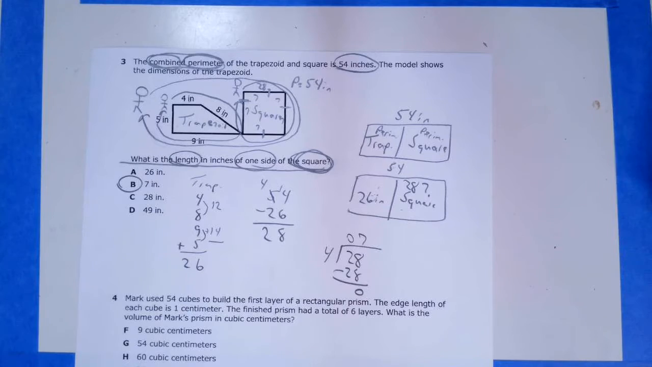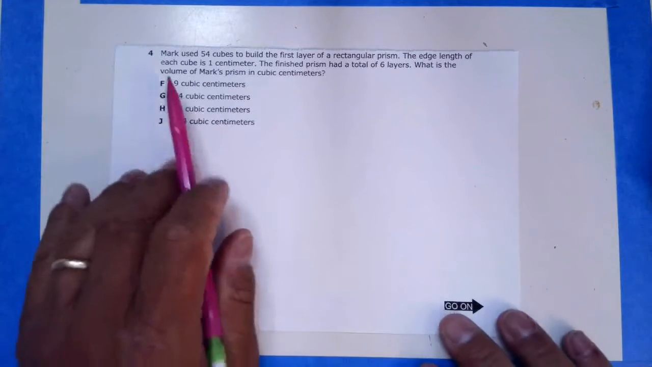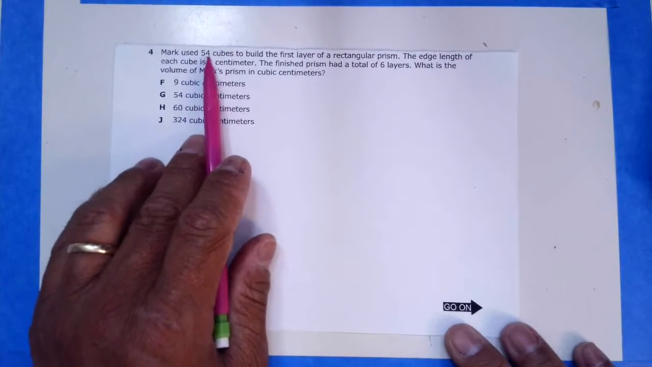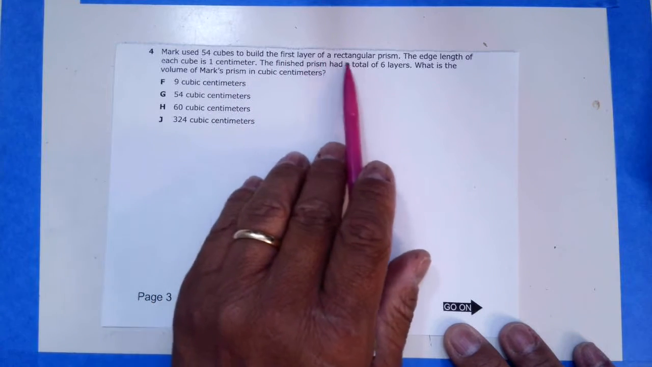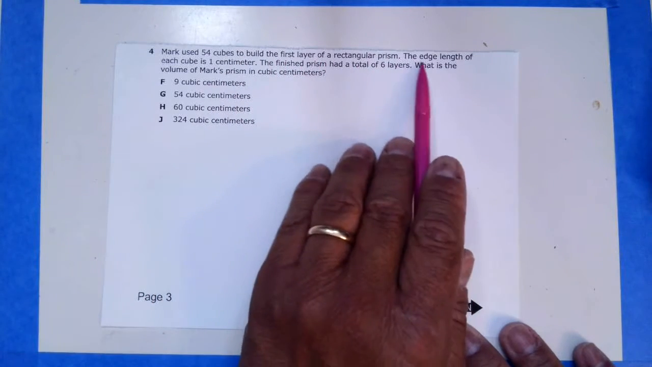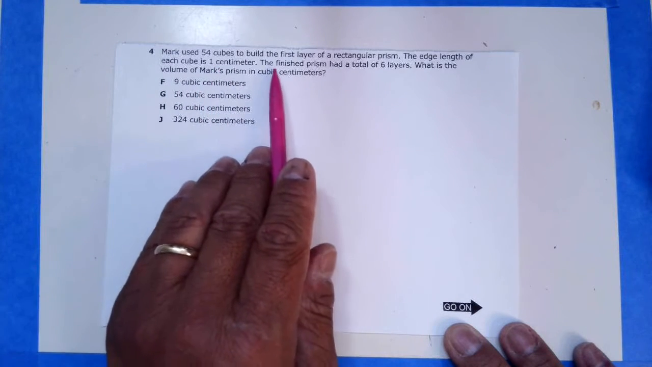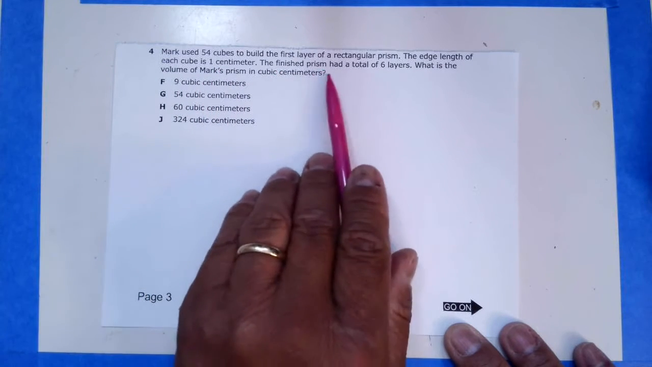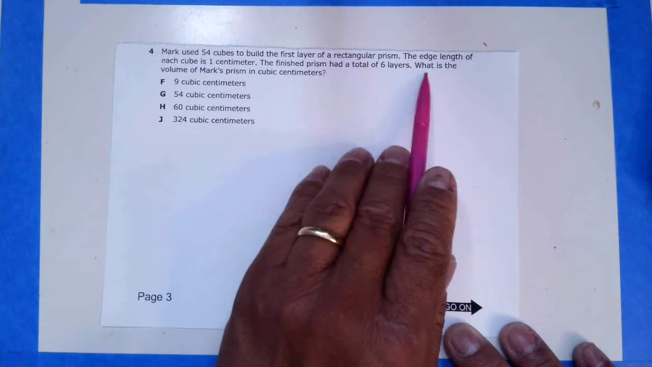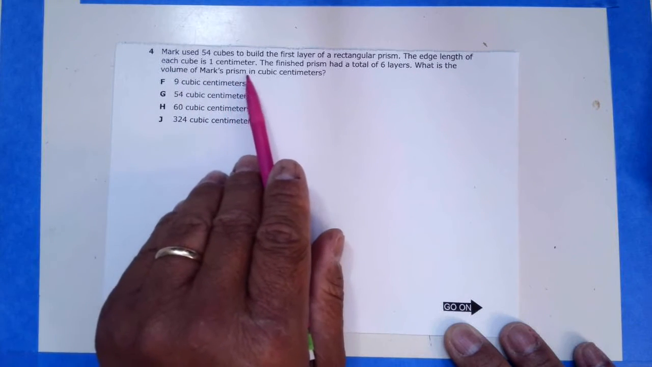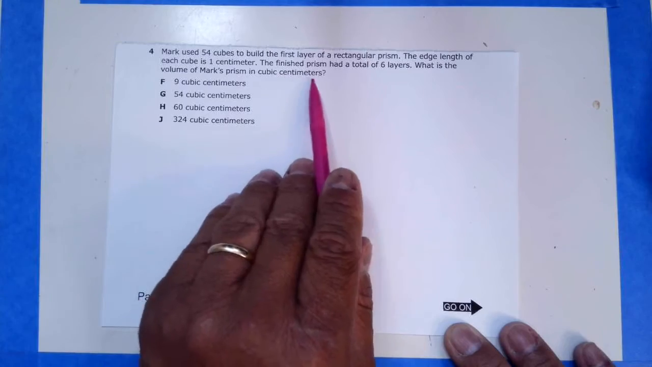Now, let's go on to number 4. On number 4, Mark used 54 cubes to build the first layer of a rectangular prism. The edge length of each cube is 1 centimeter. The finished prism had a total of 6 layers. What is the volume of Mark's prism in cubic centimeters?